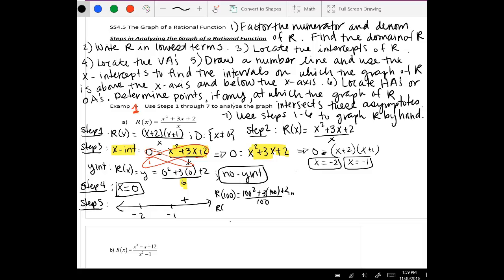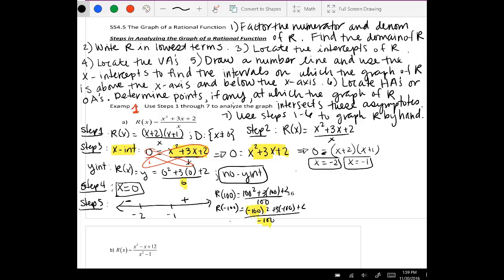Then I'm going to pick some extreme value, negative 100. Negative 100 in quantity squared, plus 3 times negative 100 plus 2, divided by negative 100. This right here is your end behavior. That's the one that matters most, the most significant. Anytime I square, it's going to be positive, but positive divided by a negative number on the bottom, I'm going to end up with a negative.